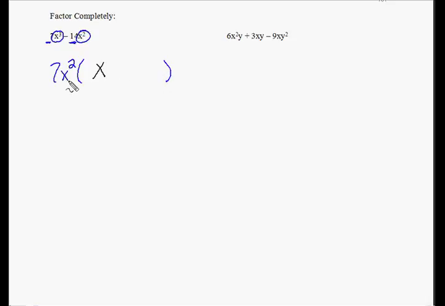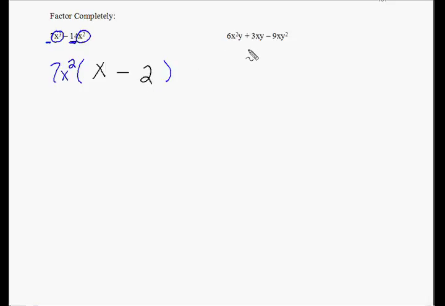There's still one more x, so that x squared times x would be x cubed. There's a subtraction sign. And then 7 times what number is 14? Another way to do that is to take this 14 and divide it by 7. The result is 2. That's now factored completely.